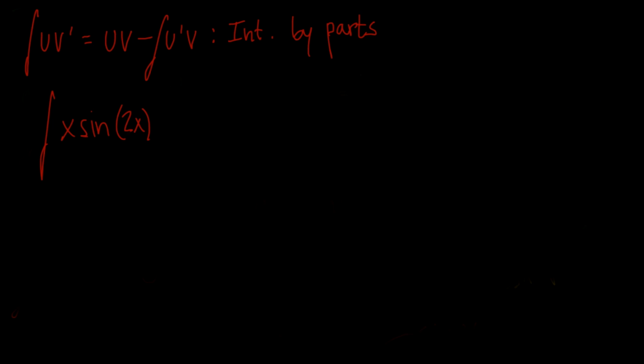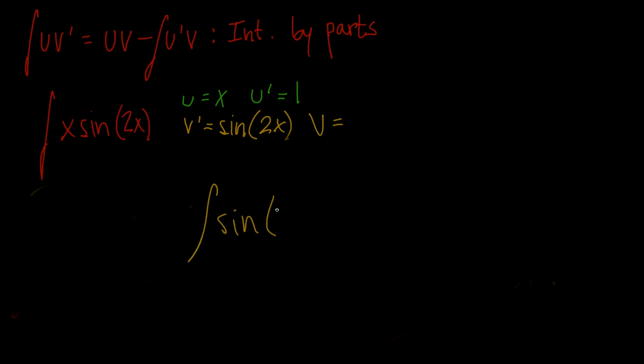And just a standard procedure, I'm going to make my u be equal to x because it's the most simple function, and I'm going to make my derivative of u, or u prime, equal to 1, because that's the derivative of x. And I'm therefore going to make my v prime equal to sine of 2x. And that means the integral of sine of 2x. Let's just integrate sine of 2x here real quick, and then we'll erase it.